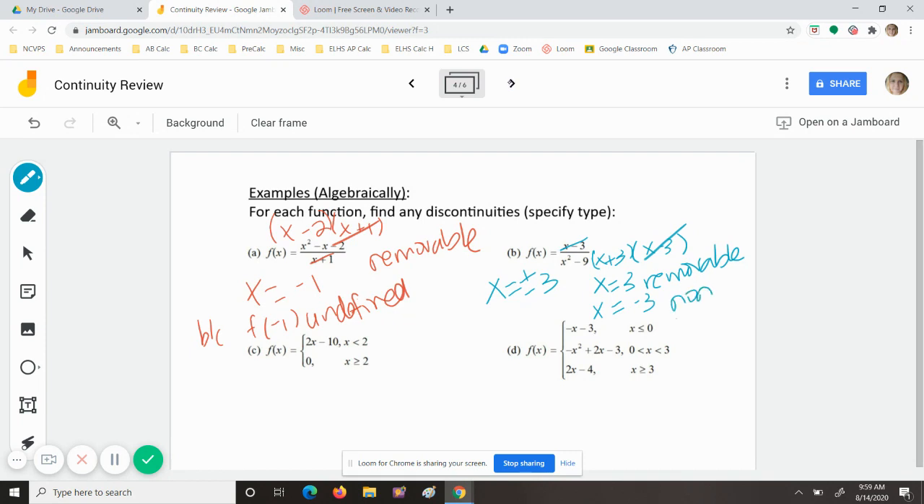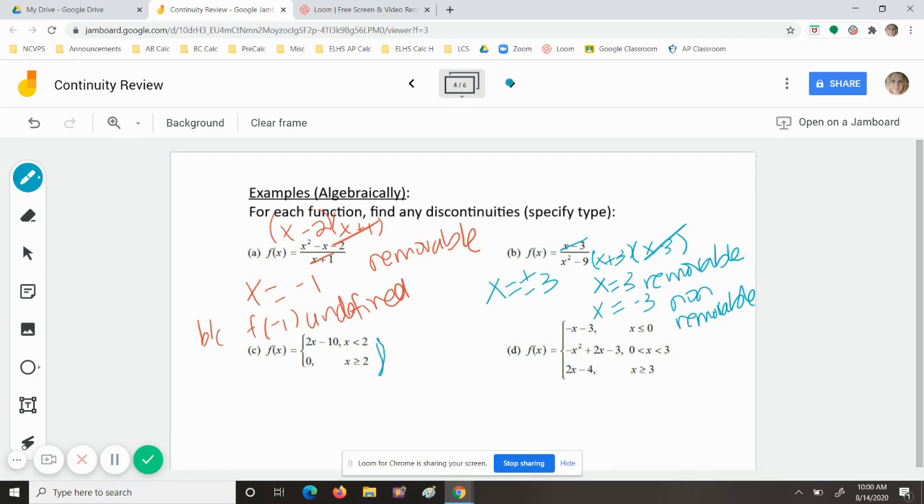That is non-removable. And it's pretty easy to remember for rational functions which type, because can you remove the factor from the equation? Then it's removable. Can you not remove it? Then it's non-removable. Take a look at the next two, though, because now we're looking at piecewise functions. For part C, we have a function for when x is less than 2, and then we have the value of 0 for when x is greater than or equal to 2. So the only place we really have to worry about this thing not being continuous is where it's broken up. So we're looking at 2.